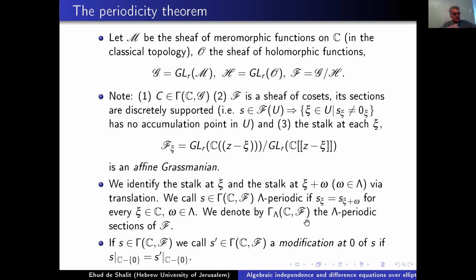And one little more piece of terminology, we call two global sections S and S prime, one a modification at zero of the other, if on the open set which is the complement of zero, they agree. So they only differ at zero.